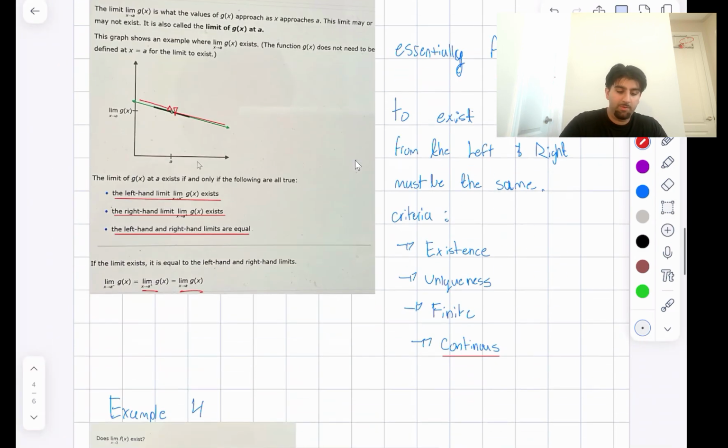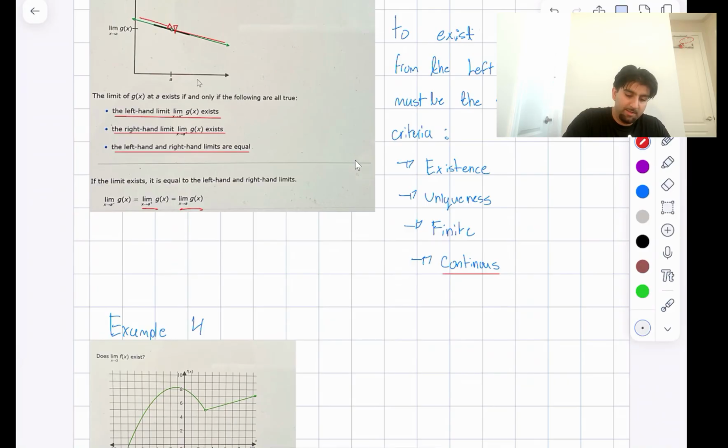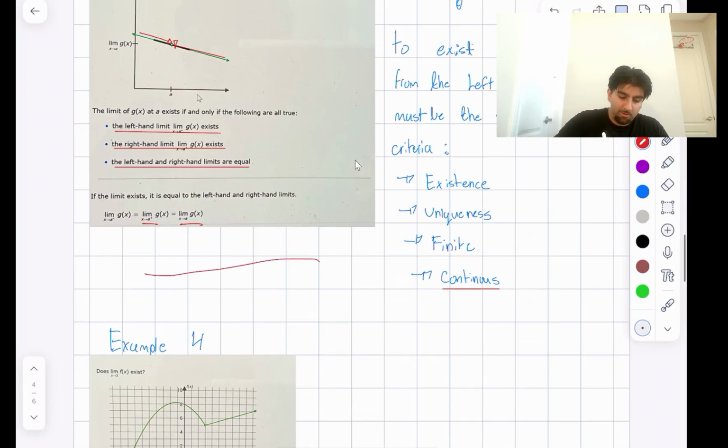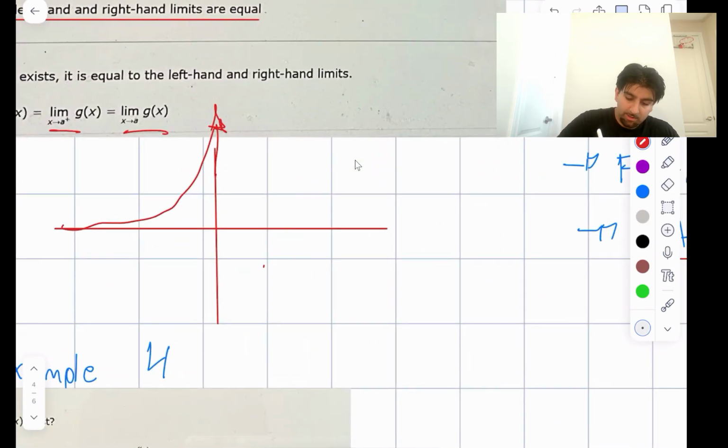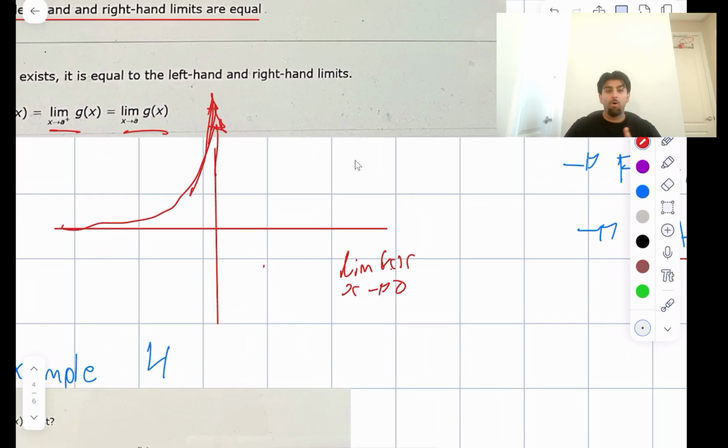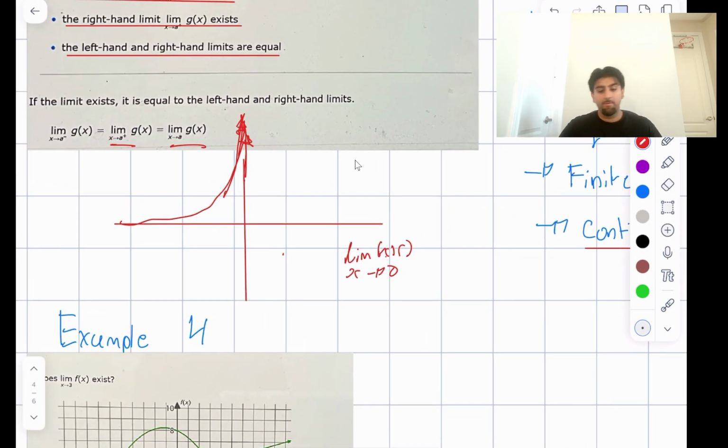If a limit goes to infinity, for example, if you draw a graph like this and you ask what the limit of f of x is as x approaches 0, it's an asymptote, right? So it's going to go all the way up. Maybe in your pre-calculus class you learned about asymptotes. If the limit goes all the way up, there's not a finite value, then that limit can't exist. Okay? That's the finite requirement.